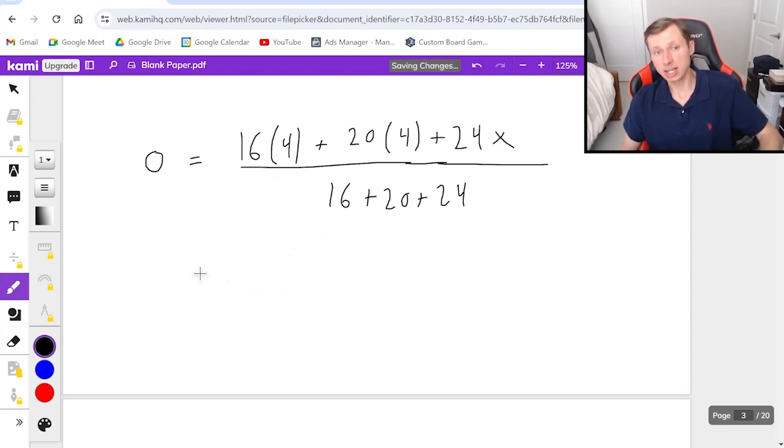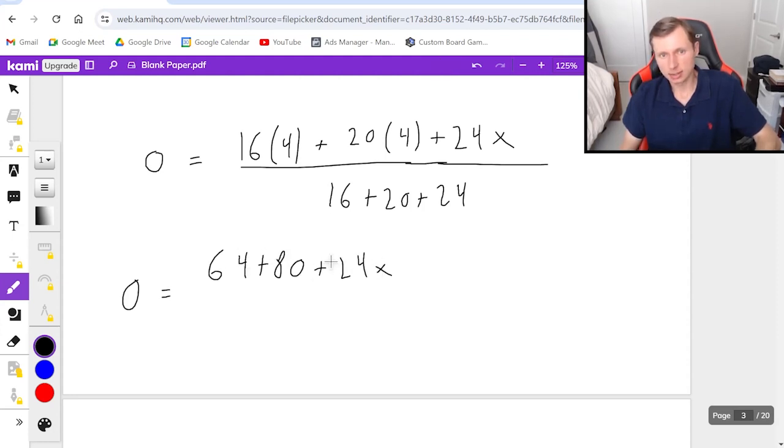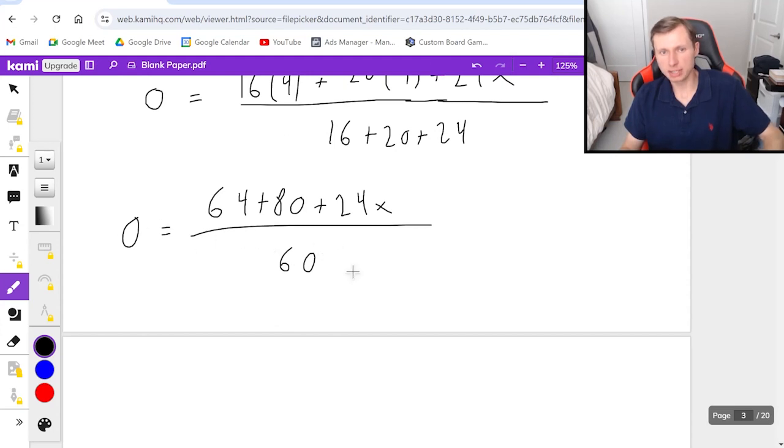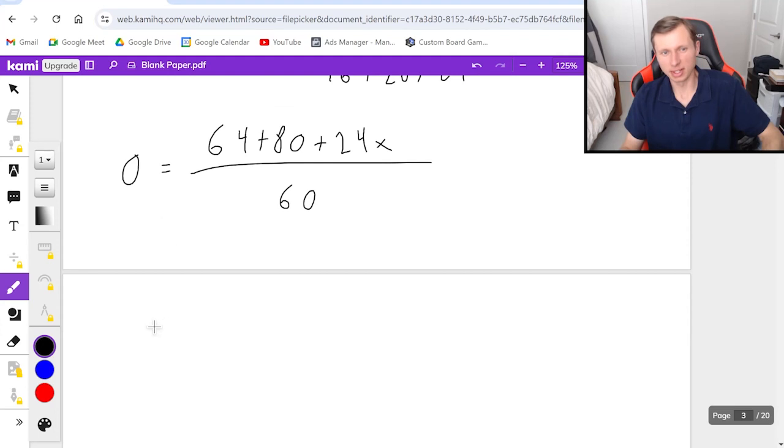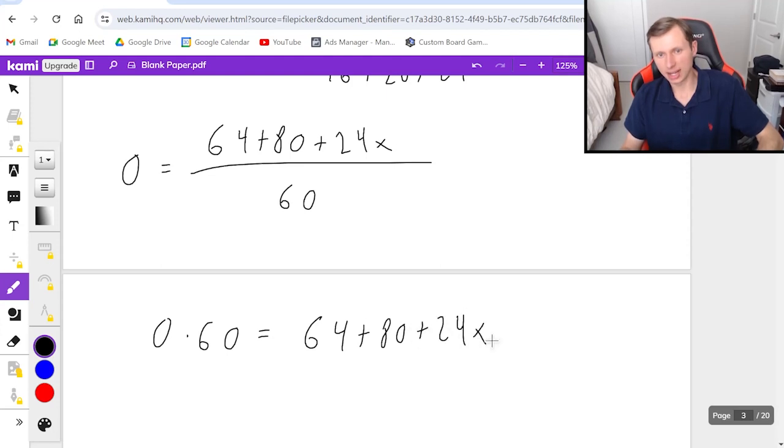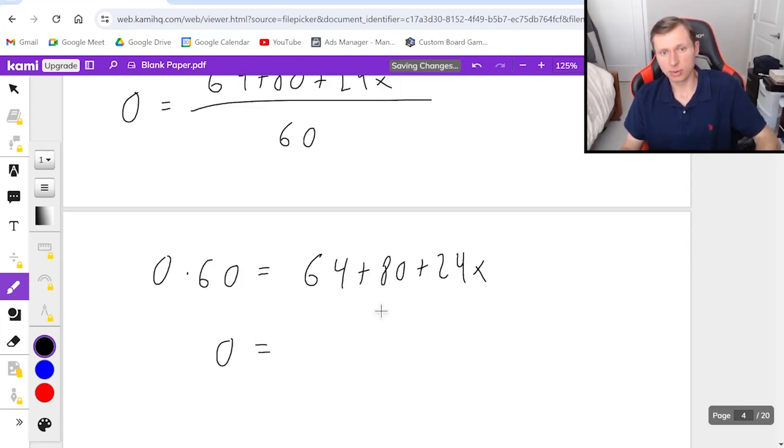So then simplifying this as much as I can, the numerator is going to be 64 plus 80 plus 24x, and the denominator is going to be 16 plus 20 plus 24, which is 60. And then I can multiply both sides by 60, but it doesn't matter since anything times 0 will be 0, but 0 times 60, getting rid of the denominator, equals 64 plus 80 plus 24x. So 0 times 60 is 0. 64 plus 80 is 144 plus 24x.